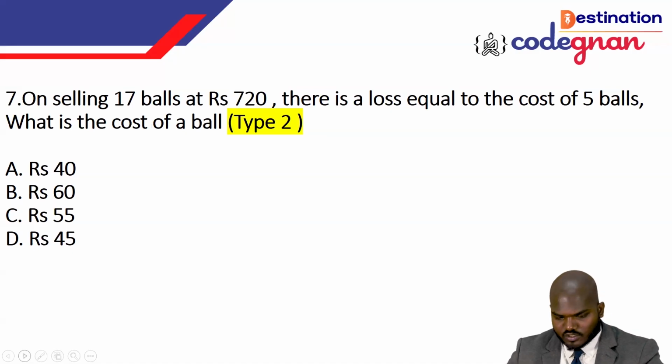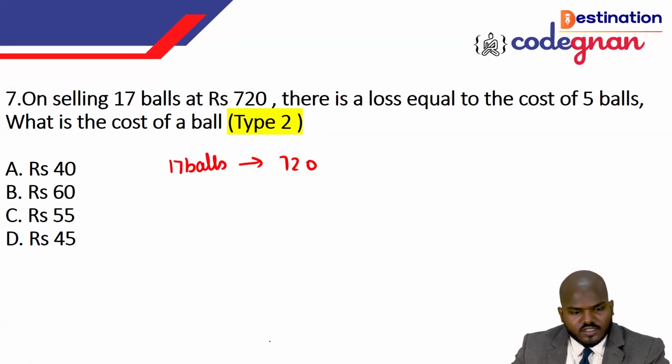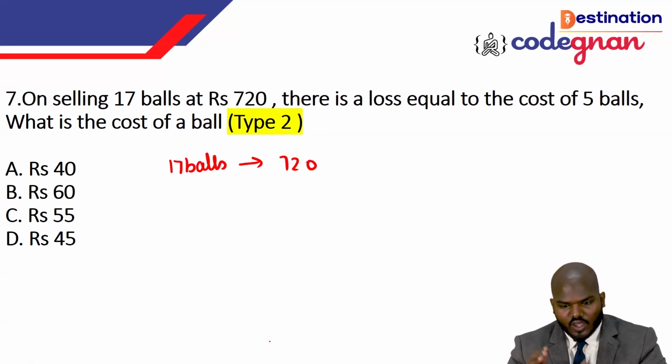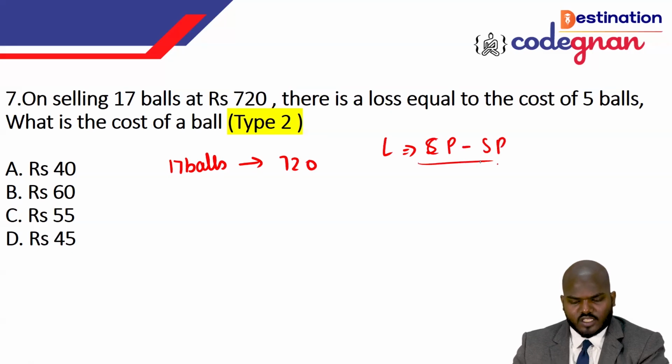How can we say that? You see this, 17 balls. If you sell the 17 balls, you will get 720 rupees. According to the question, there is a loss happening. What is the loss formula? Loss is equal to, sorry, cost price minus selling price.